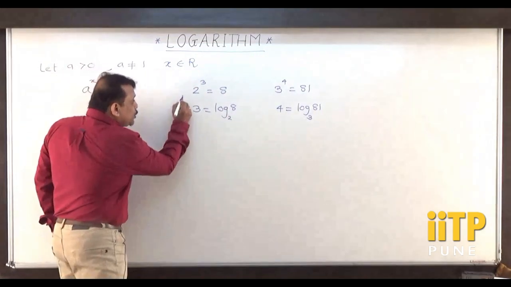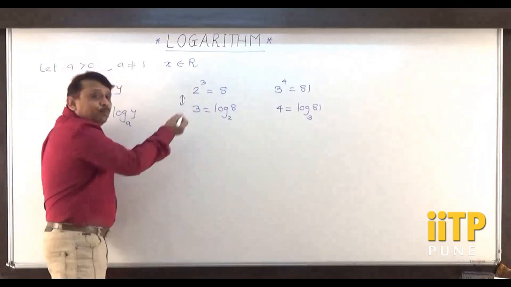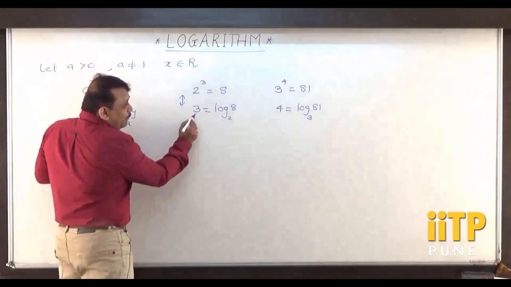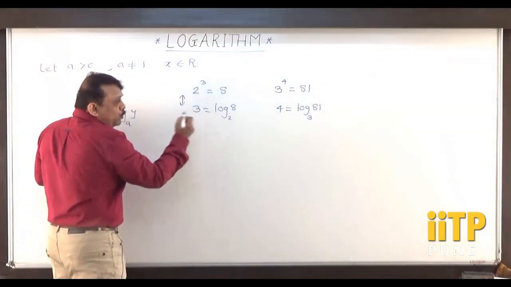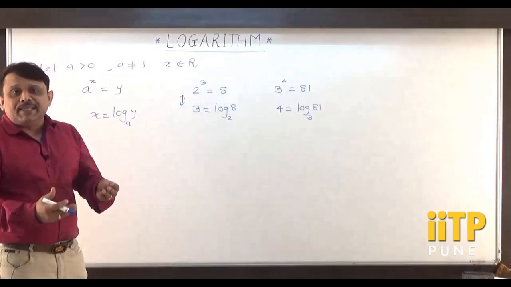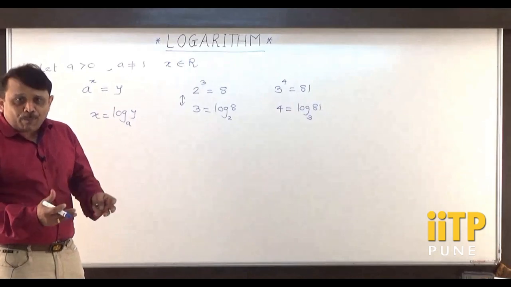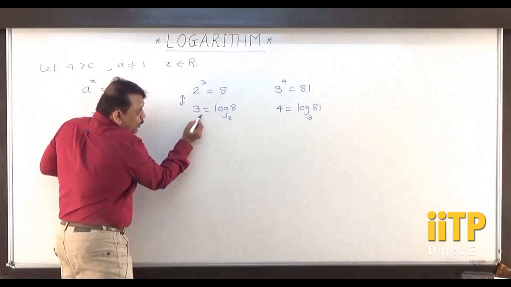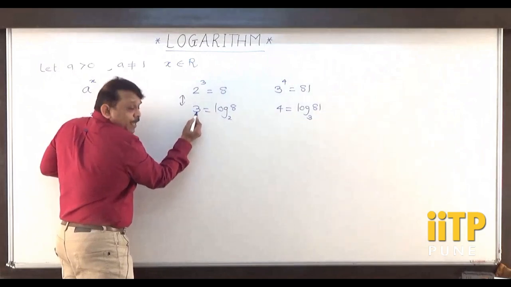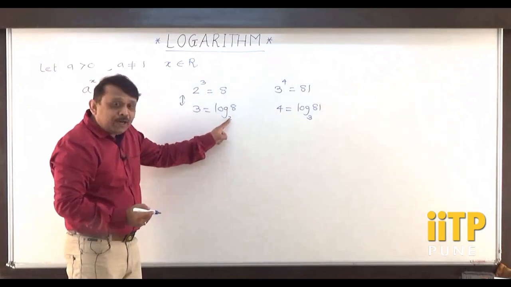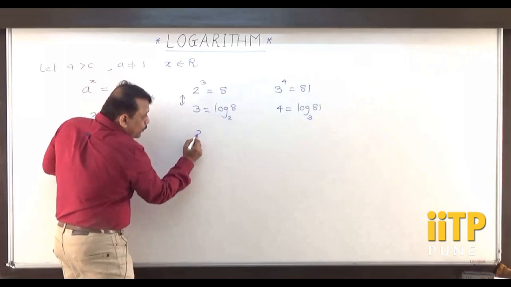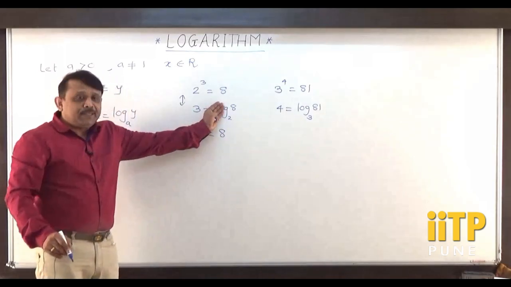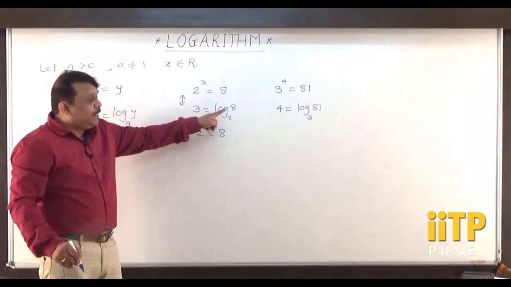So one can switch from one form to the other whenever one form is given. Suppose we are given 3 is equal to log 8 to the base 2. Can we write this in exponential form? Forget about the logarithm. This 2 is taken on this side and this 3 is taken as the power of this 2. So 2 raised to 3 is 8. Remove logarithm: 2 to the power 3 is 8.